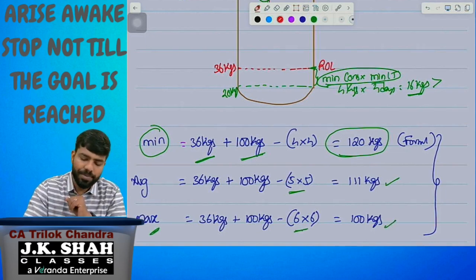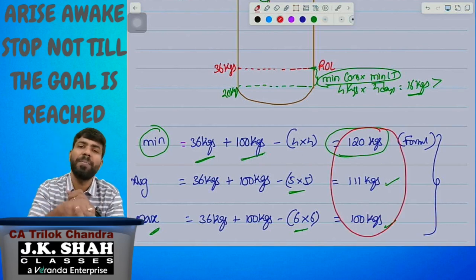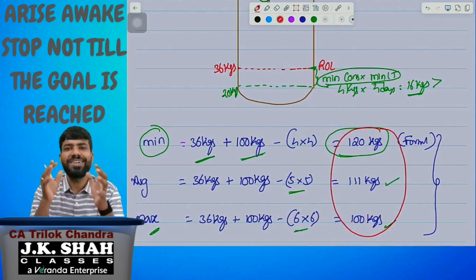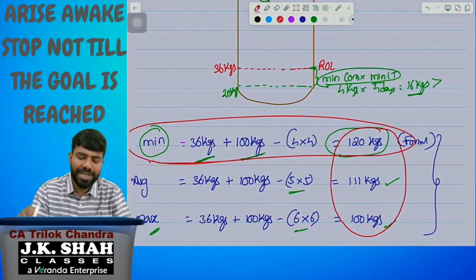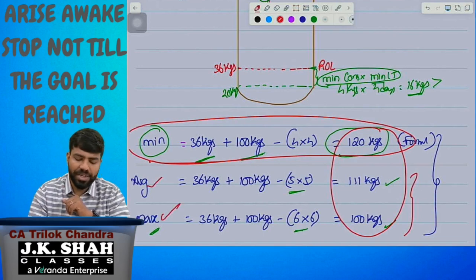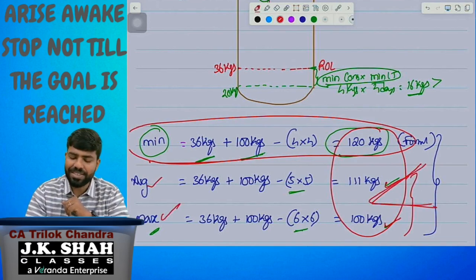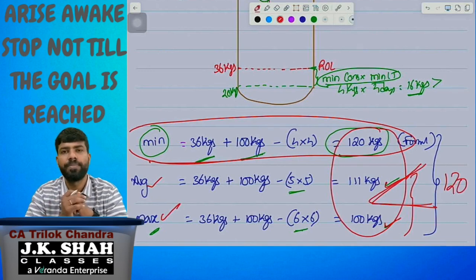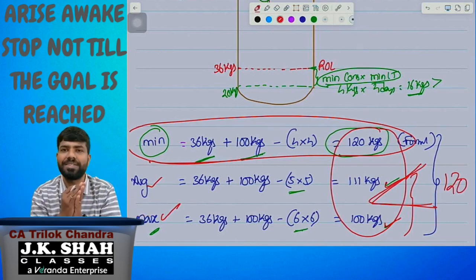If you look at these three, which is the maximum? 120 kgs. At what information are we getting 120 kgs? By taking the information of the minimum consumption to minimum lead time. So the target is to pick the maximum stock level, and it's better to go by this compared to these two. When you take the average and maximum details, you are getting 111 kgs and 100 kgs, which is less than 120 kgs. So the target is to fix the maximum stock level. So the maximum stock level should be 120 kgs.